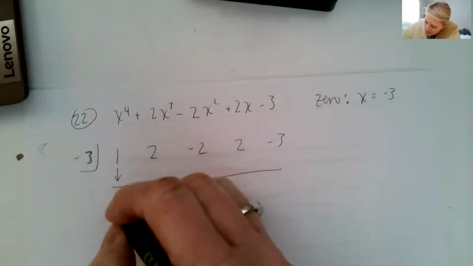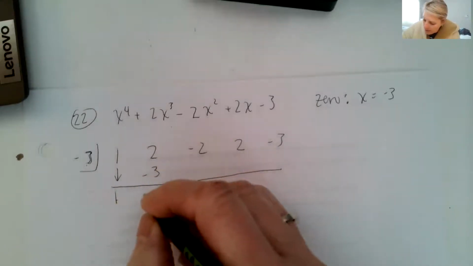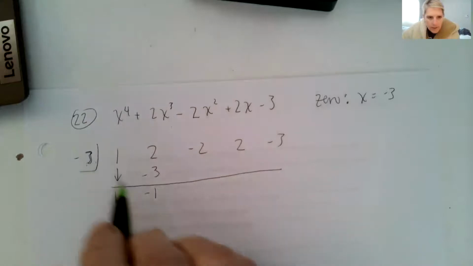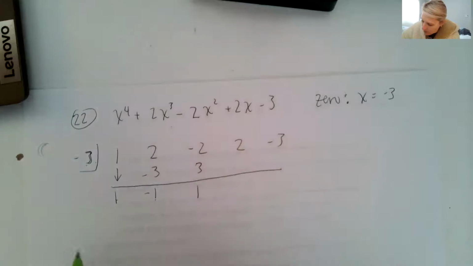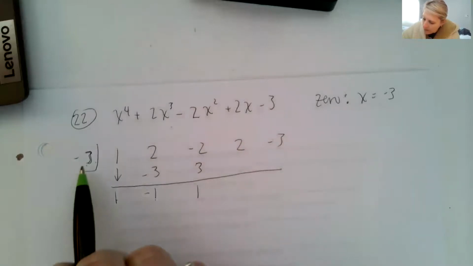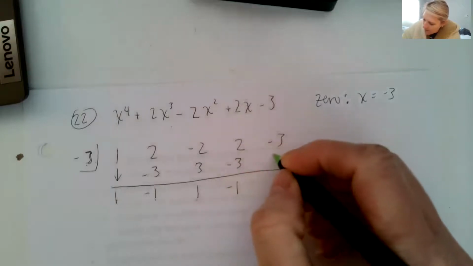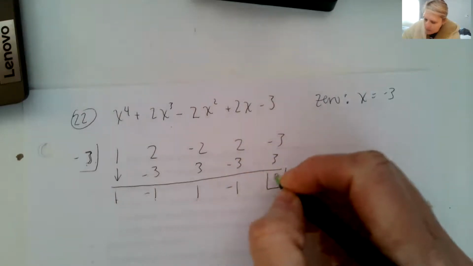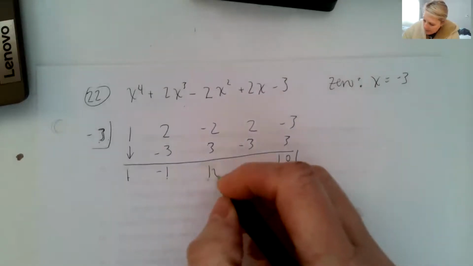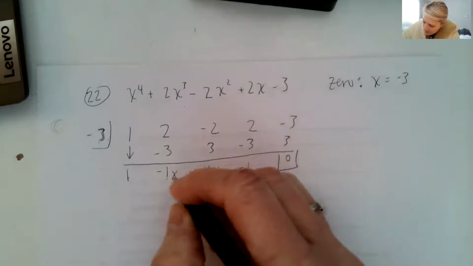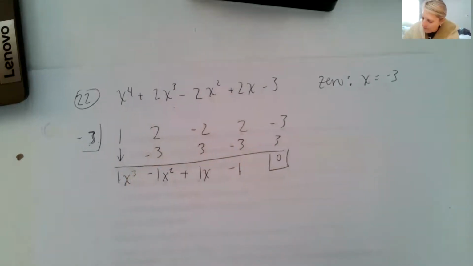So we're going to bring the 1 down. -3 times 1 is a -3. And then we add and we get a -1. And -3 times a -1 is a +3. And we add and get a +1. We get a -3 and -1 and a +3 and a 0 remainder. So we have a constant, an x term, an x squared term, and an x cubed term.